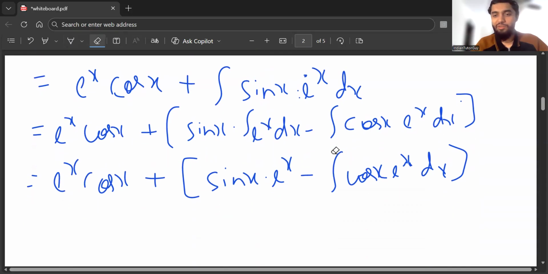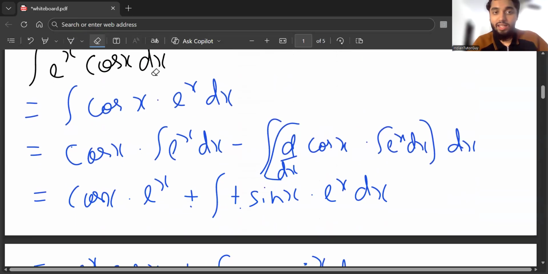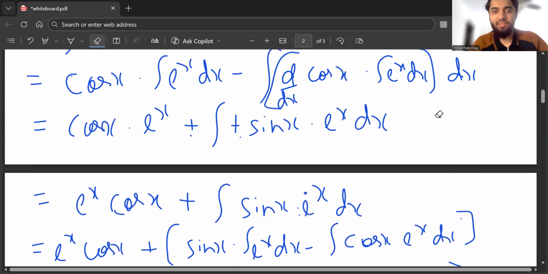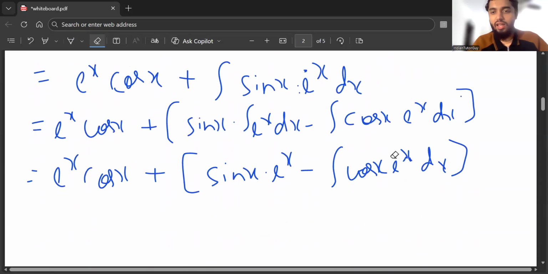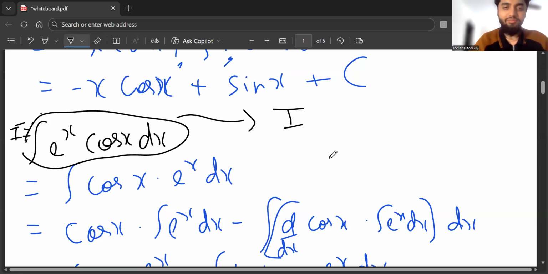If you notice that's happening, it may help to look at what you originally started with. What we originally started with was integral of e to the x times cosine x dx, and that's exactly what we have here: integral of cosine x times e to the x dx. This and this are the exact same thing. So I'm gonna do a cheeky substitution here. I'm gonna call this entire thing I.